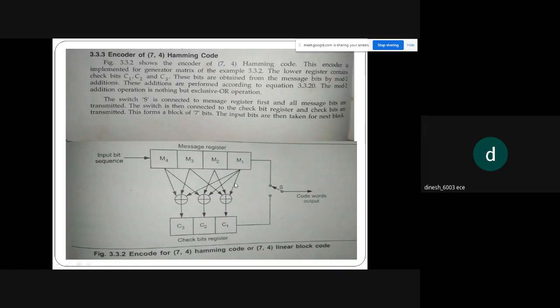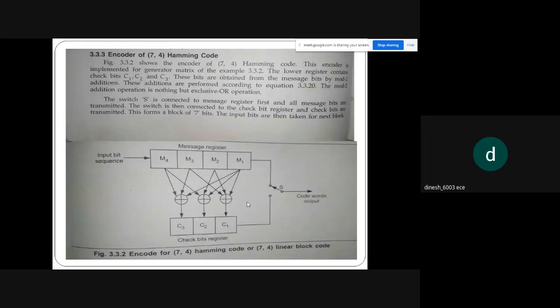The interconnection between the message register and the check bits can be obtained by doing a simple modulo 2 addition, which you are all familiar with, which is the exclusive OR, XOR operation. C1, C2, C3 are connected depending upon the problems. So what is C1? Let us check in the previous problem.